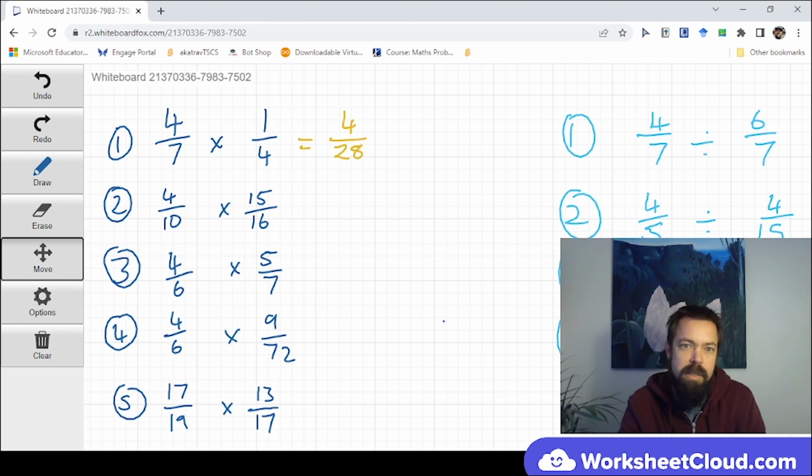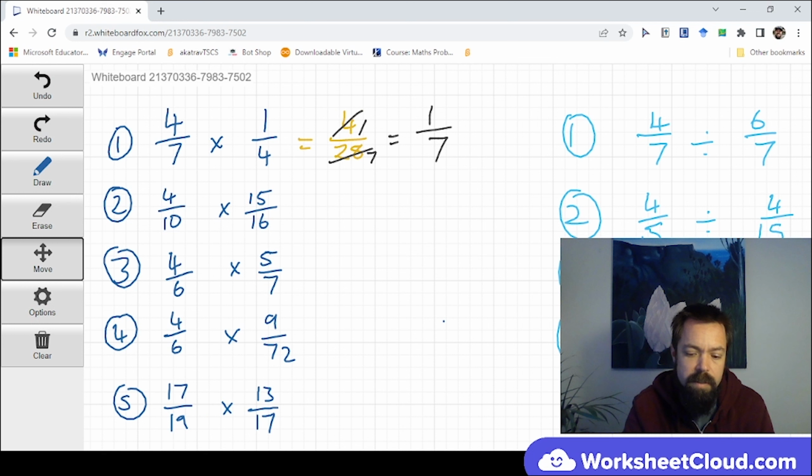Now 4/28 is not a simplified fraction, so we will need to simplify it. We ask ourselves, what goes into the bottom and the top? Well, 4 fits into 4 once, and 4 fits into 28 7 times. So we get a final answer of 1/7, which is the right answer. However, if we had looked at our question and done our cross-cancelling at this stage, we would have got straight to the answer and skipped this messy step in the middle and the need to simplify our answer.